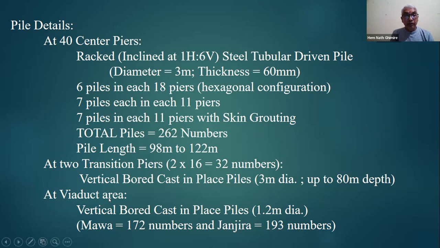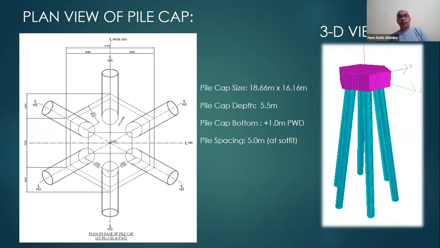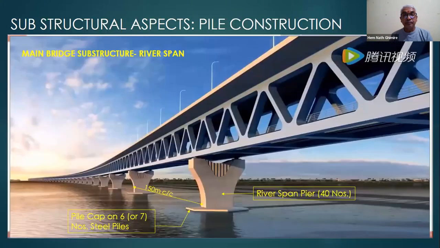At the viaduct area, 1.2 meter vertical bored cast-in-place piles are there, with different numbers according to the ground condition. So this is the 3D view of the piles and plan view. Pile cap size is 18.6 by 16.6, hexagonal type. The pile cap thickness is 5.5 meter. Pile cap bottom level is plus 1 meter PWD, which is equivalent to mean sea level, what we call. And pile spacing is 5 meter.